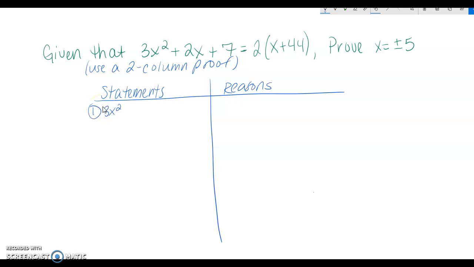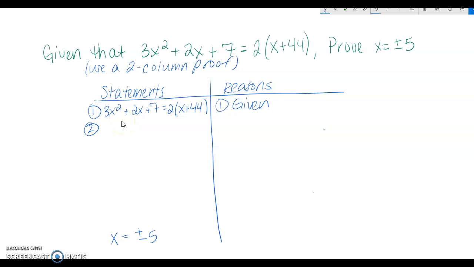So we're given that 3x squared plus 2x plus 7 is equal to 2 times (x plus 44). We also want to make sure that we prove eventually that x is equal to plus or minus 5. And this just means that we could prove that x is equal to 5 or negative 5. And so we're going to prove actually that both of those values work in this equation. We're going to solve this equation. So this first step that we're given is going to be "given," which is kind of our pretty easy first step for any geometric or algebraic proof.